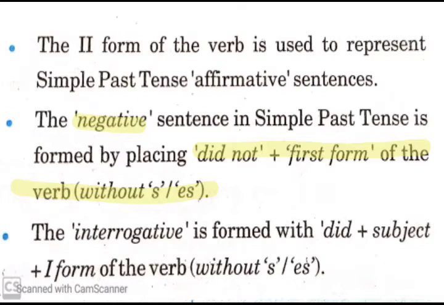Okay. And if you want to make the negative, we'll write she did not eat. So we'll use did not plus first form of the verb. They did not eat. We did not eat. And with the first form, here we will not use s or es. And to form interrogative, we use did plus subject plus first form of the verb without s or es. Okay. For example, did she eat? Did they play? And so on.